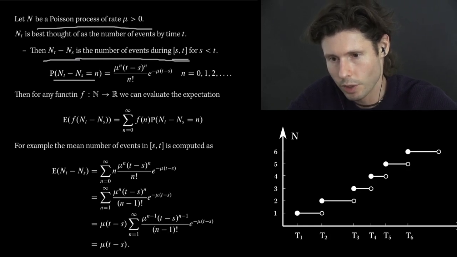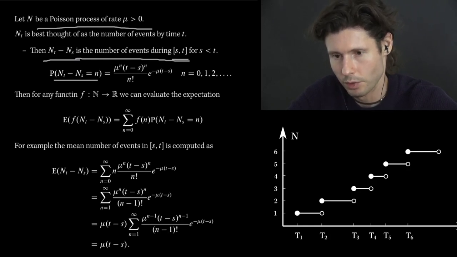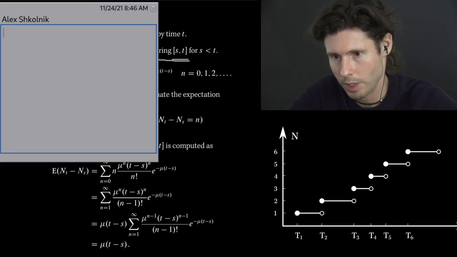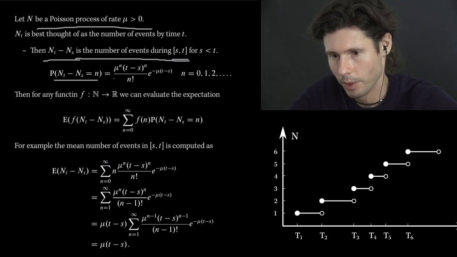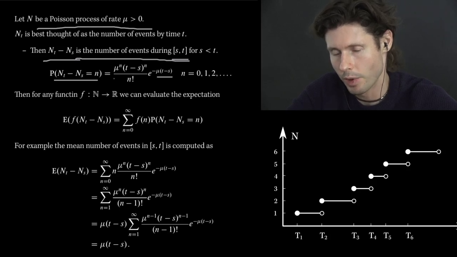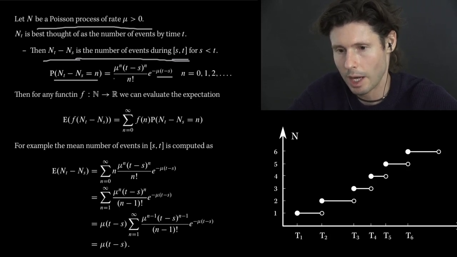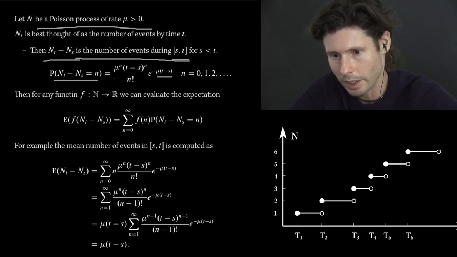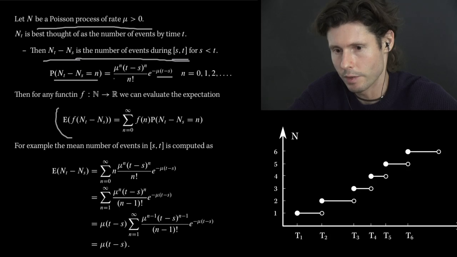The distribution of the increment is going to be, not surprisingly, as we know, a Poisson random variable, and the parameter of it is going to be equal to mu times the time length of the increment. So mu times (t minus s) is the parameter of the Poisson distribution involved in the increment, and now we can go ahead and compute various expectations of interest.